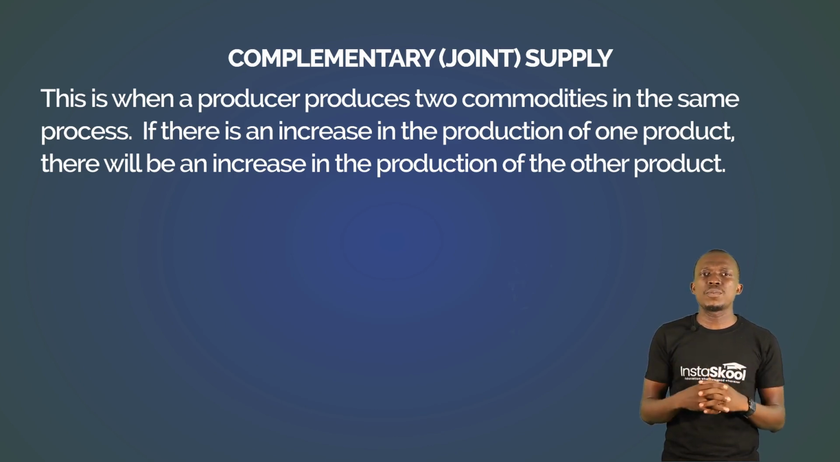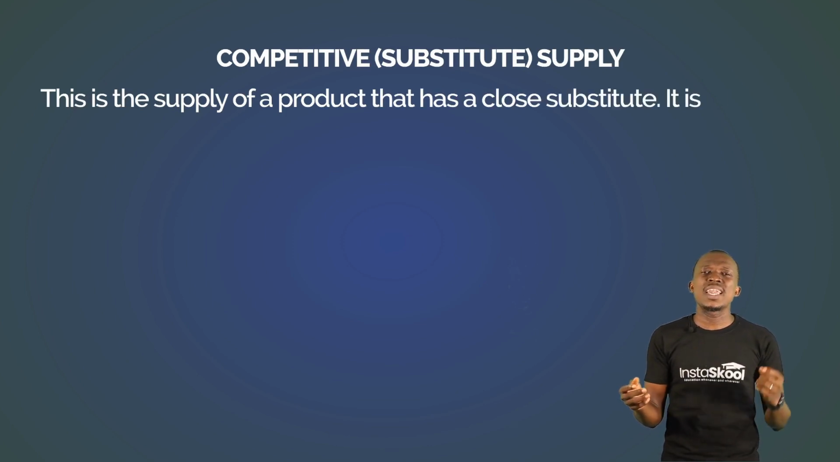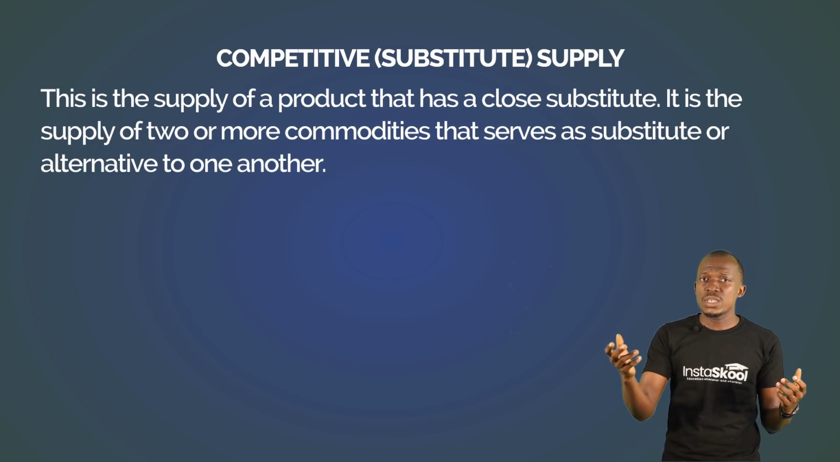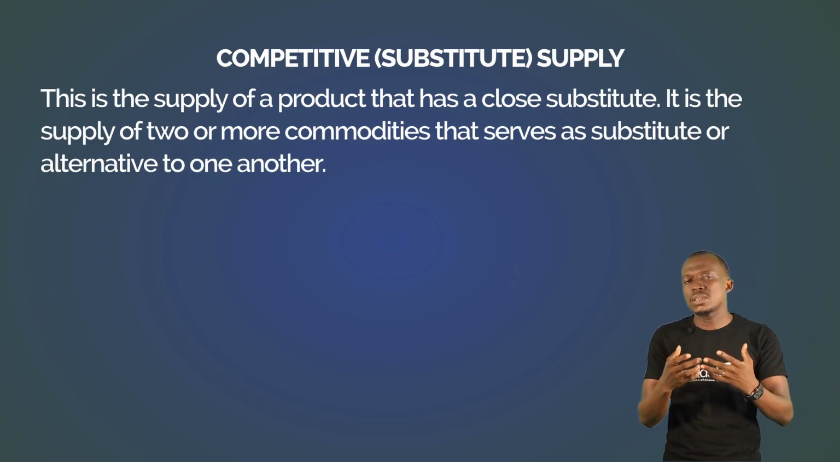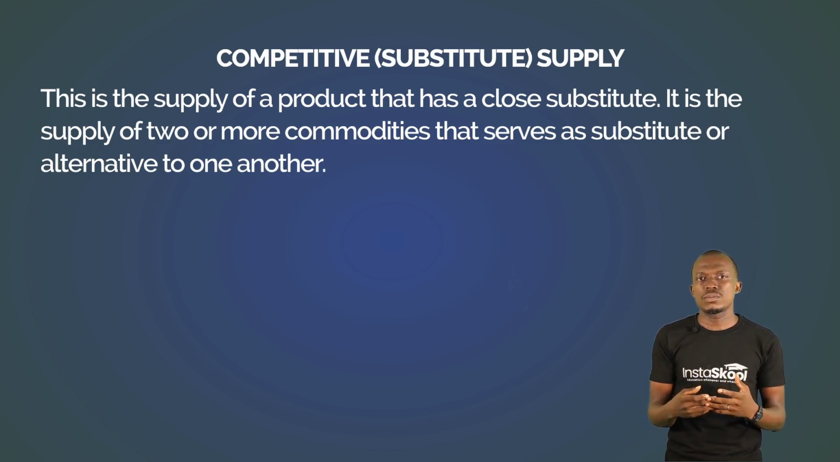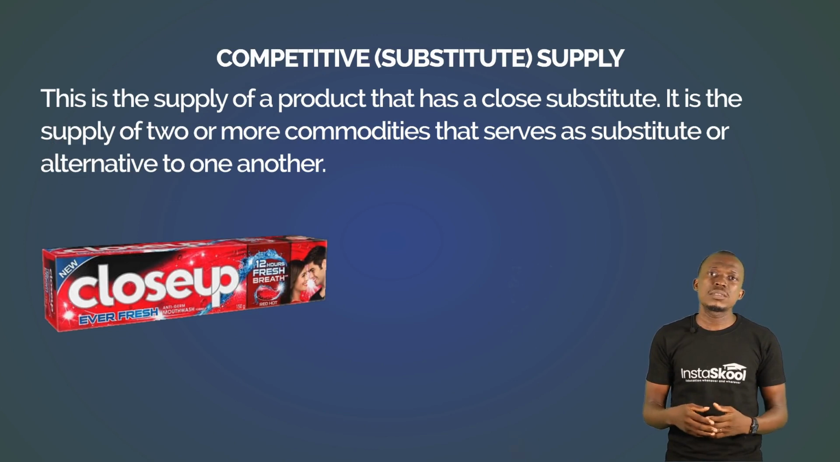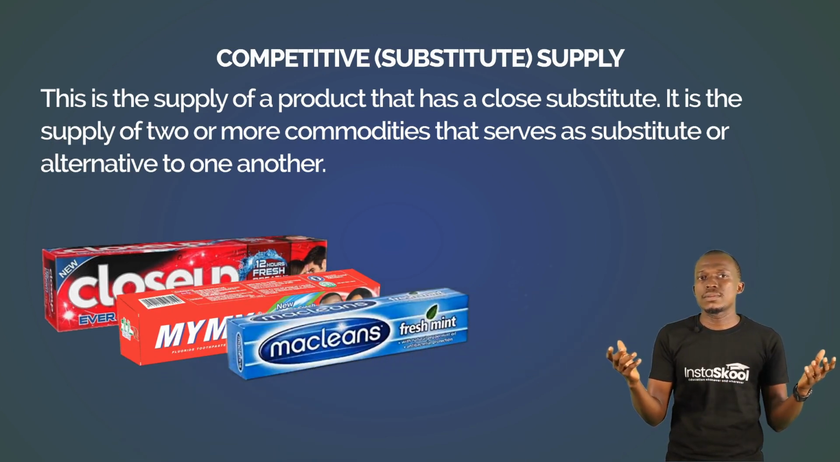The second type of supply is competitive or substitute supply. This is the supply of a product that has a close substitute. So you are supplying a product and there is another product that can do almost the same thing as your product. So examples include Close-Up and My toothpaste or Maclean.